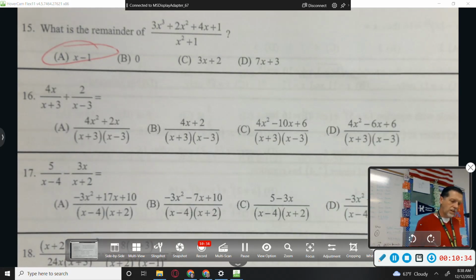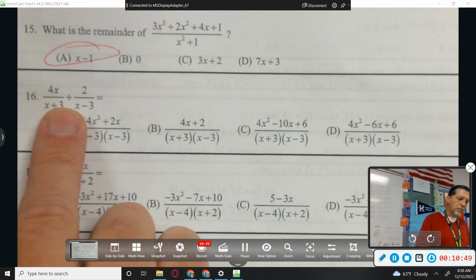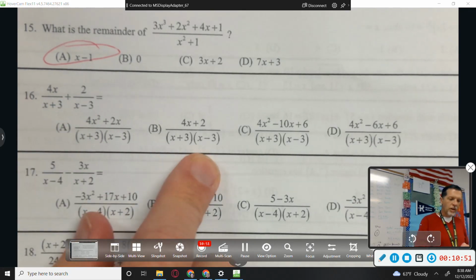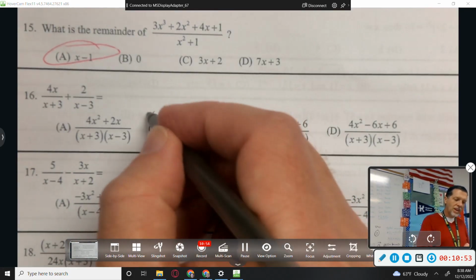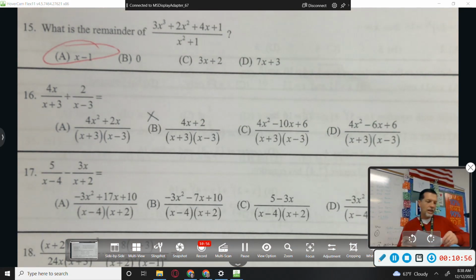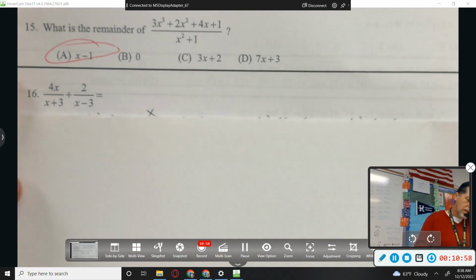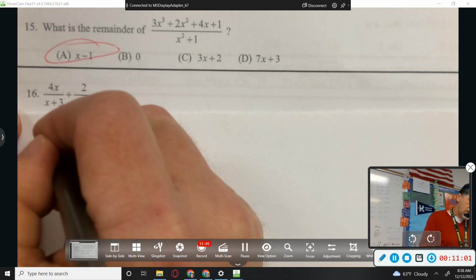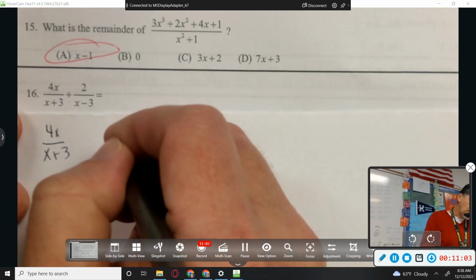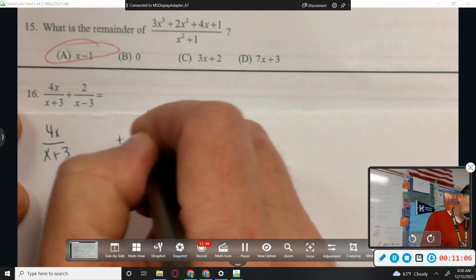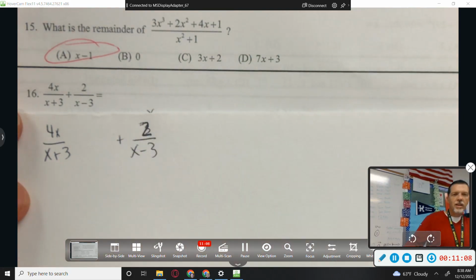Number 16. What am I going to have to do to do number 16? Oh, you're going to have to... Common denominator. Yes, please don't just tell me it's 4x plus 2 over x plus... In fact, I bet I could mark out b right now. That would just be they didn't get a common denominator. So 4x over x plus 3 plus 2 over x minus 3.